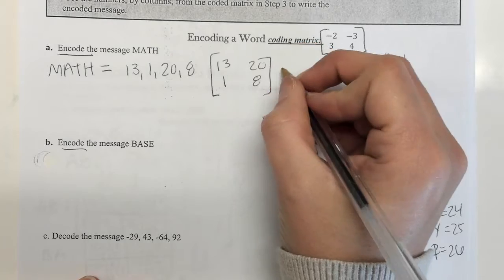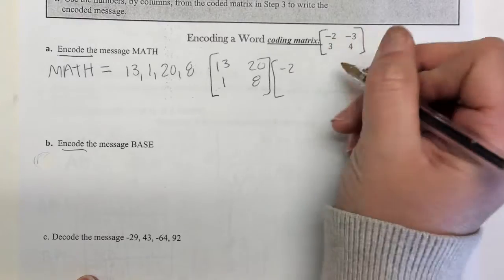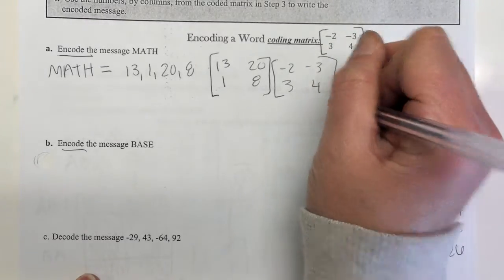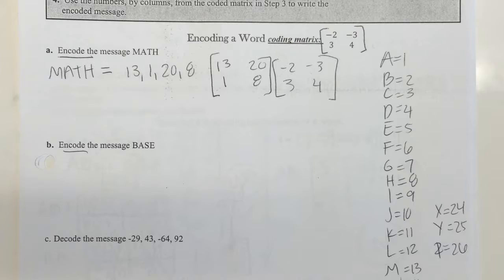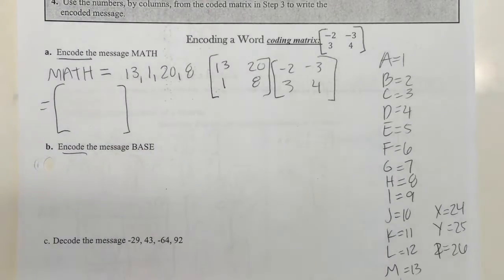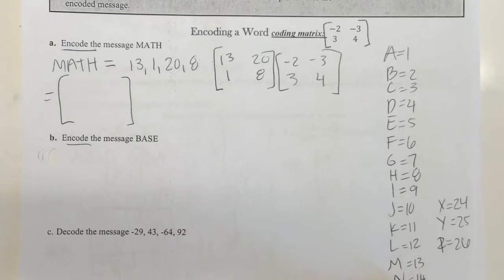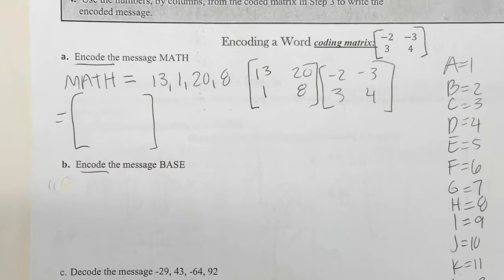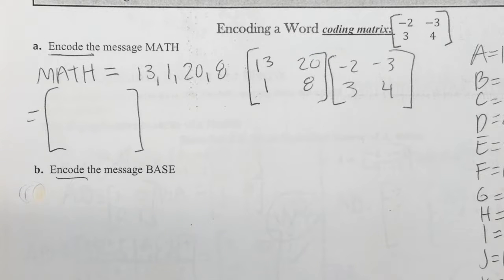But to encode it, you're just going to multiply this word by the coding matrix: -2, -3, 3, 4. And y'all know how to multiply matrices, so I'll go ahead and let you do that on your own. Go ahead and multiply those 2 matrices together. Let me know if you need help.